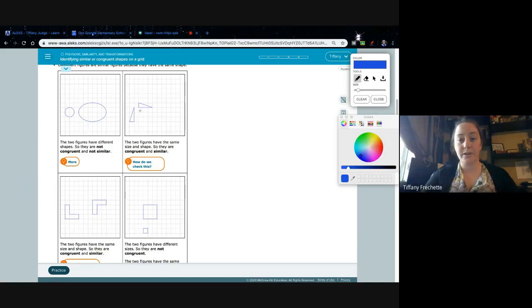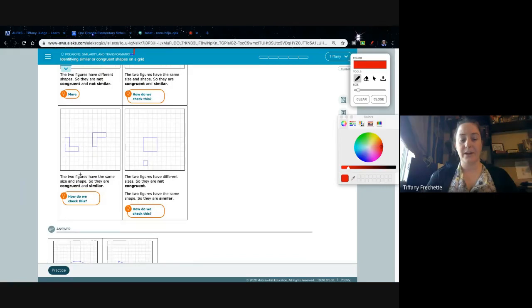So if we weren't sure on this one, we could actually count it. So there's a base of 1, and then let's go red for the next one. This is 3 tall, this is 3 long. So even though they took it and they turned it, it's still the same shape. So we would say it's congruent, and because it's congruent, it's also similar.